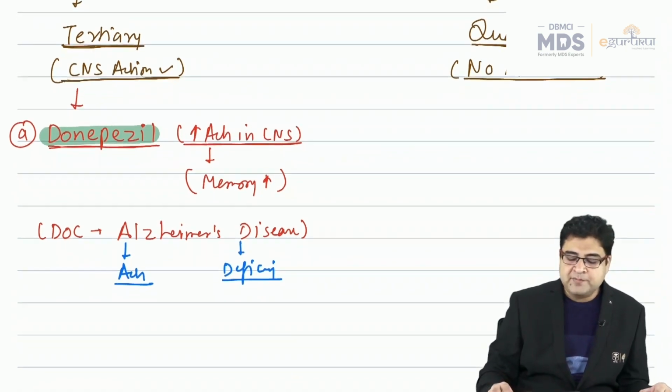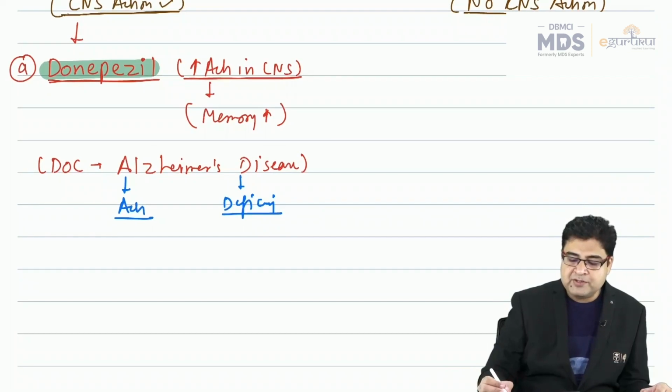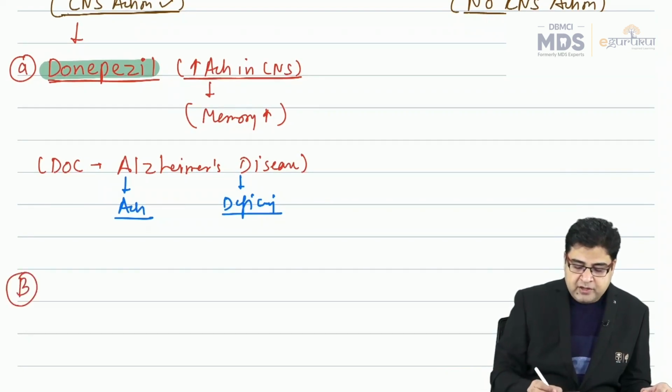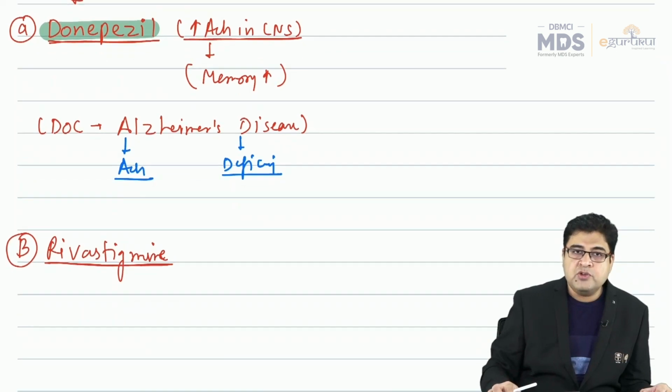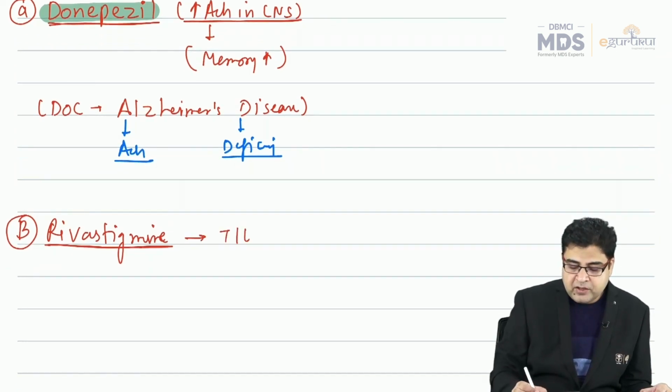So donepezil is a drug of choice for Alzheimer's disease. Now we have a second drug over here. The drug name is rivastigmine. Rivastigmine is a medicine that is also given for the treatment of Alzheimer's disease.